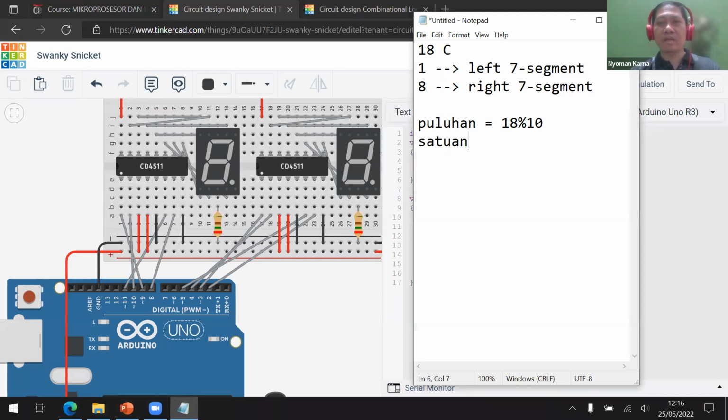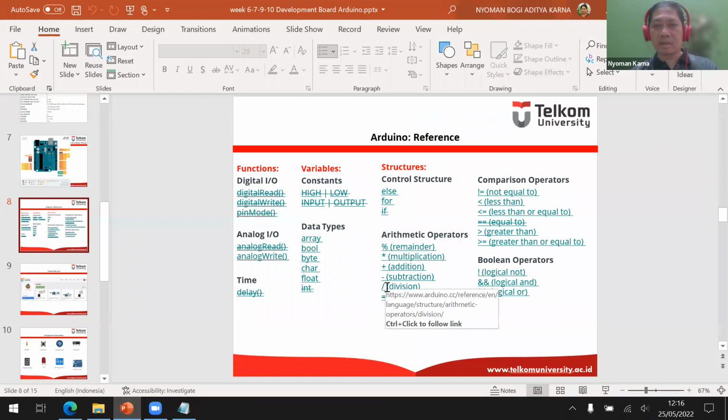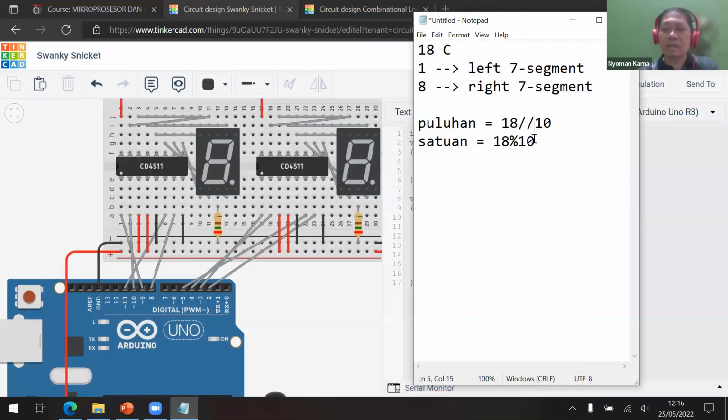Oh, sorry, this is the other one. For satuan we are using the remainder, but for puluhan we are using this one. I think division. Yeah, we can use division. Okay, this one is not C, this one is Python. Sorry. So we're going to use this logic to get the puluhan and also the satuan.